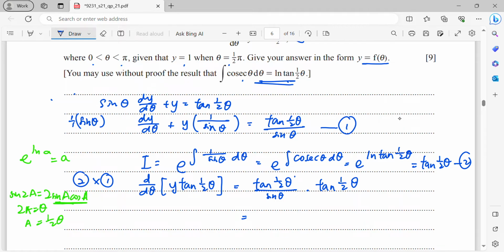From here you can change the tangent to sine and cos. This is tangent squared, so I will change it to sine squared half theta over cos squared half theta. And then this over sine theta, I will use this sine 2A. It will be 1 over sine theta, because dividing by sine theta is the same as multiplying by 1 over sine theta. Then here I will get 2 sine half theta and cos half theta.